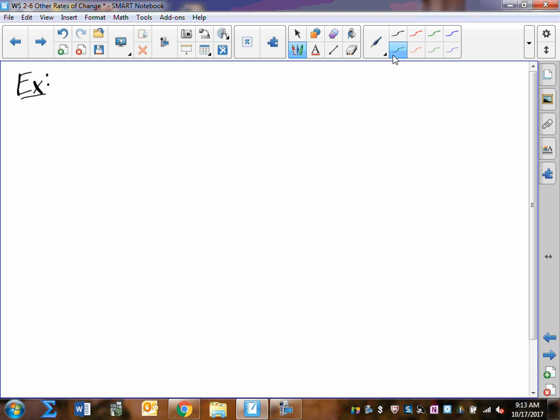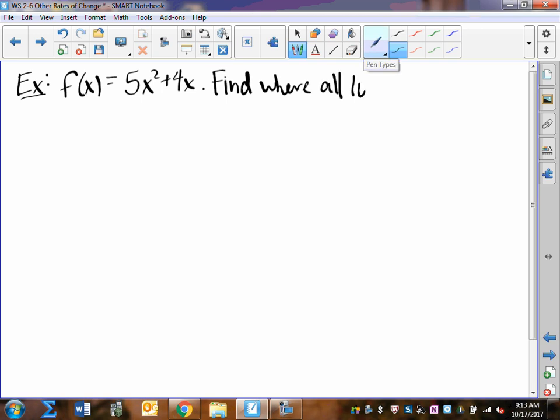All right, so let's say we have a pretty basic function here. f of x is equal to 5x squared plus 4x. I mean, heck, we could actually factor this and graph it and know what the graph is going to look like. But maybe it gets crazier. Let's just start off with the pretty basic one. Our function is f of x equals 5x squared plus 4x. Find where all local extrema occur.